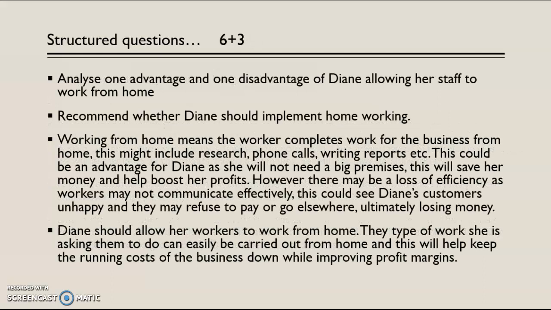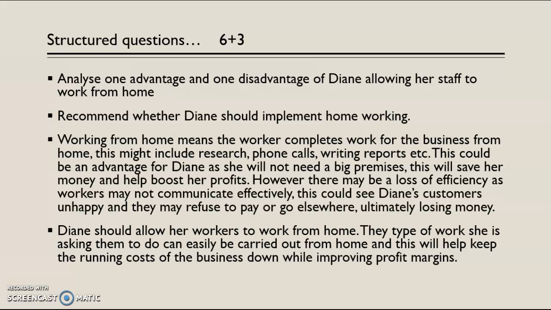If we take a 6 and a 3, so this might be analyze one advantage and disadvantage of Diane allowing her staff to work from home. So recommend whether she should implement home working. So in that 6, you've got to get your knowledge across and the advantage and the disadvantage. Okay, so working from home means the worker completes work for the business from home. This might include research, phone calls, writing reports, etc. This could be an advantage for Diane. She will not need a big premises and it will save her money to help boost her profits. Notice that I'm keeping this to Diane, not her workers.